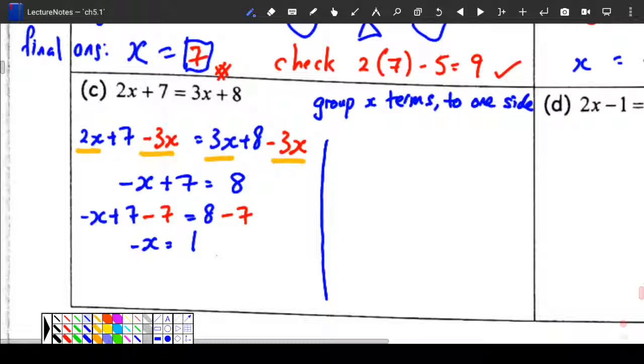Next, minus x equals to 1. Not good enough. Because solving means I need to know what is x. I don't want what is minus x. How do I remove the minus 1? So then how do I remove the minus 1? There are two ways of doing it. One is I multiply by minus 1. One is I divide by minus 1.